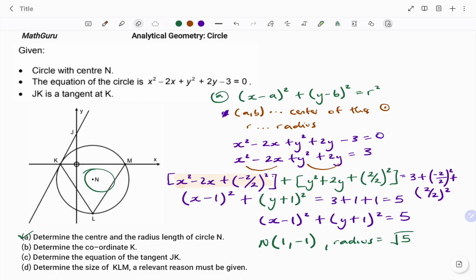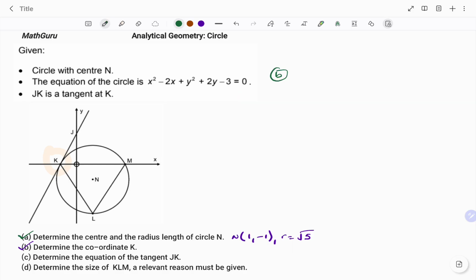The second part of the question says, determine the coordinates of K. We have that JK is a tangent at K. So that is where we have the tangent. So I have that as here.